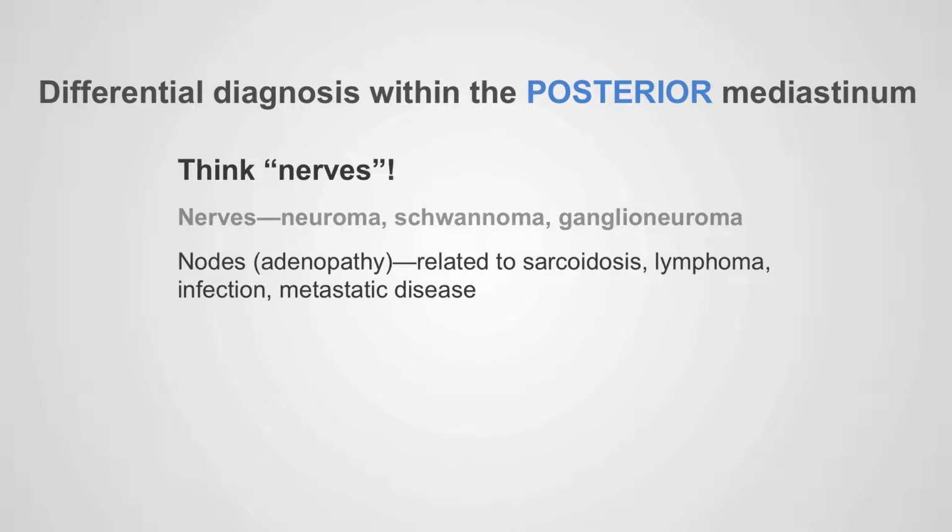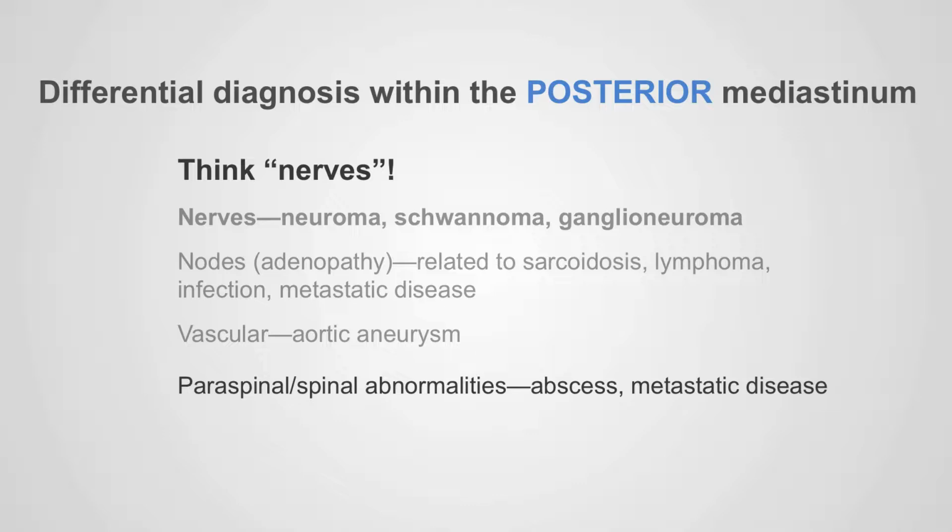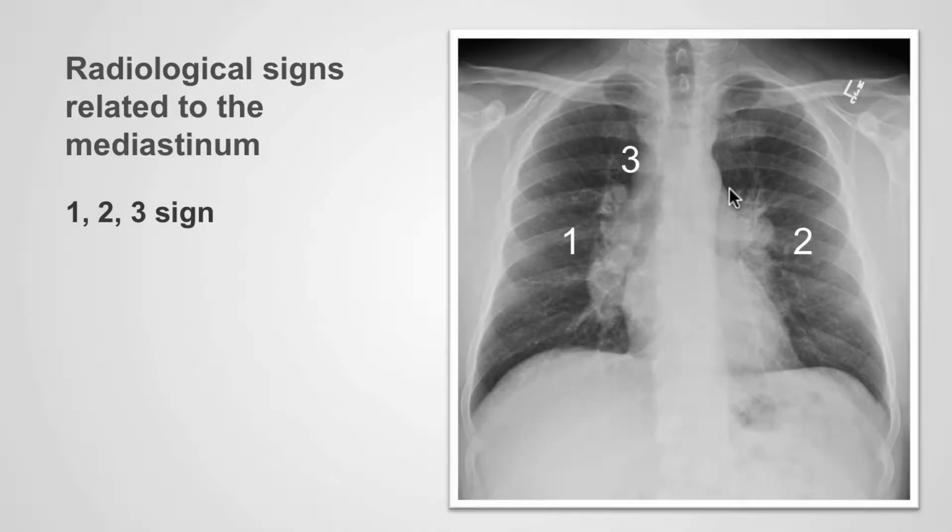In addition, think of the lymph nodes and adenopathy. Think of vascular causes of an abnormality, such as an aortic aneurysm. And also think of paraspinal or spinal abnormalities, such as an abscess or metastatic disease. There are several radiological signs related to the mediastinum.